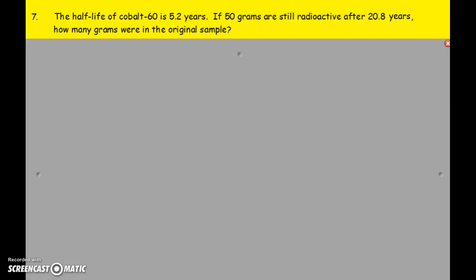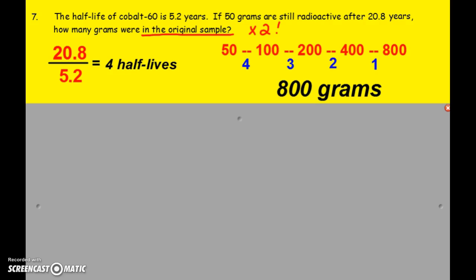Now number 7, we're working backwards, if you will. The half-life of cobalt-60 is 5.2 years. If 50 grams are still radioactive after 20.8 years, how many grams were in the original sample? If you're trying to go back to the original sample, we're going to multiply by 2 instead of dividing by 2. The first part's the same though. It's 20.8 years total time. When I divide by the half-life time of 5.2, it'll tell me how many half-lives, which will tell me how many times I need to multiply by 2.